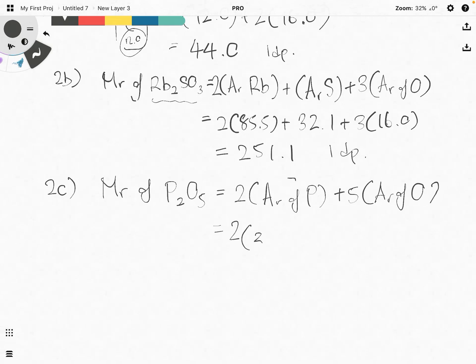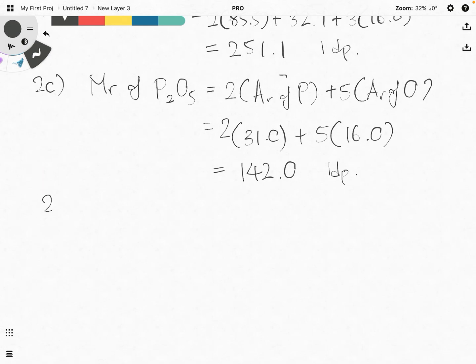You will get 31.0. That's the relative atomic mass of phosphorus. And the relative atomic mass of oxygen is 16.0. Your final answer will be 142.0 to 1 decimal place. No units involved. Let's go to 2d.